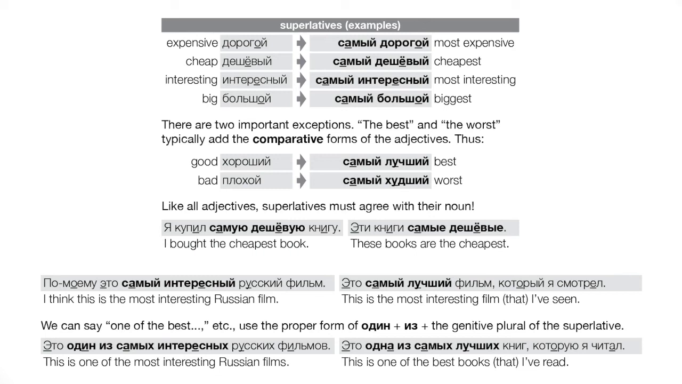So from дорогой, we get самый дорогой, the most expensive. Here, of course, we see the masculine forms, but these could be feminine forms or plural, or in any case whatsoever. Самый дешевый is the cheapest. Самый интересный, the most interesting. Самый большой, the biggest. And then two important exceptions, and these are really the only ones that you would ever see with any frequency. The best is самый лучший, and the worst is самый худший.